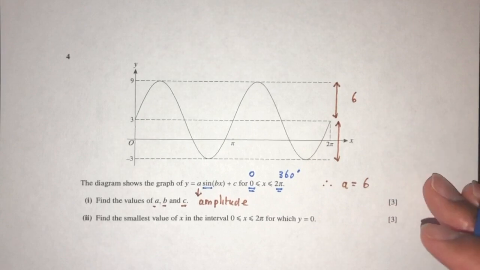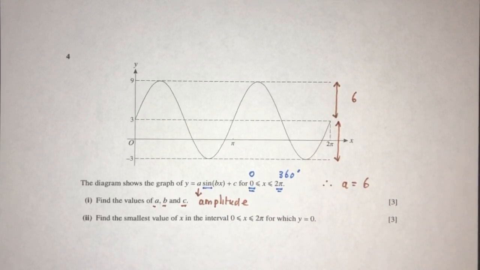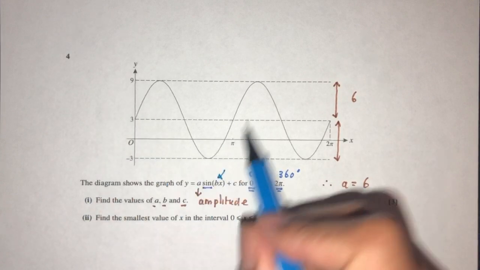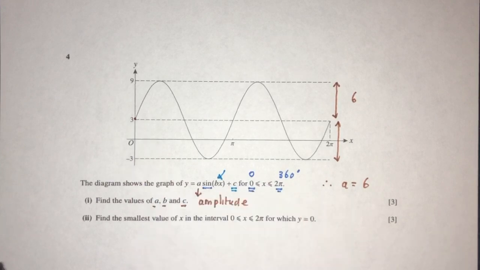Now let's move on to part B. So how would you find B? Usually we find the value of B by using the period of the graph. But let me find C first. It's the easiest one to find. We just have to look at the intercept, right?